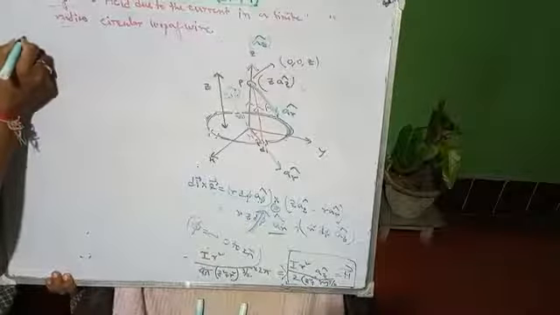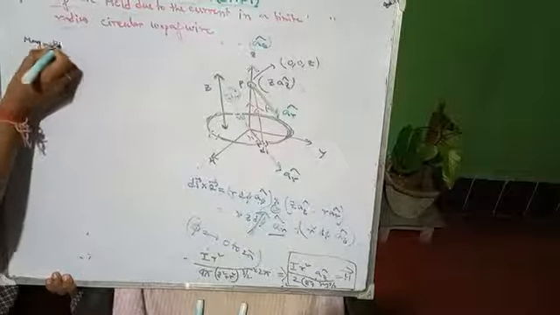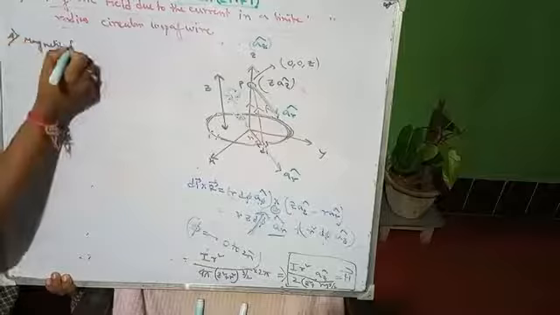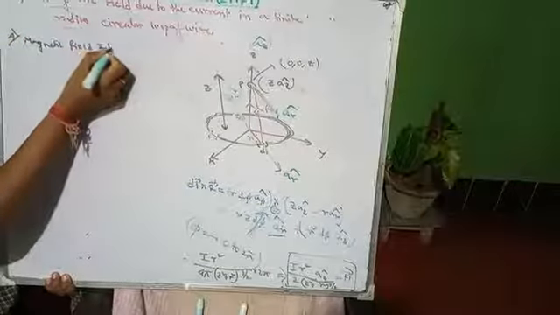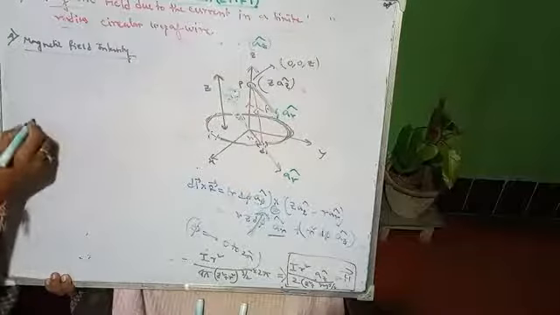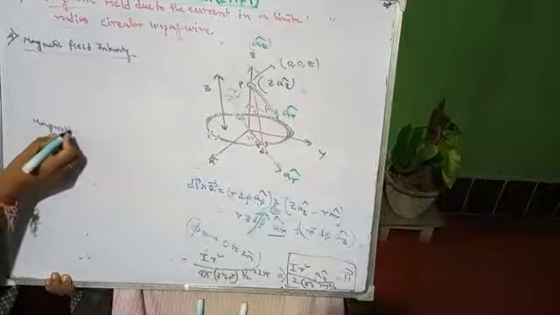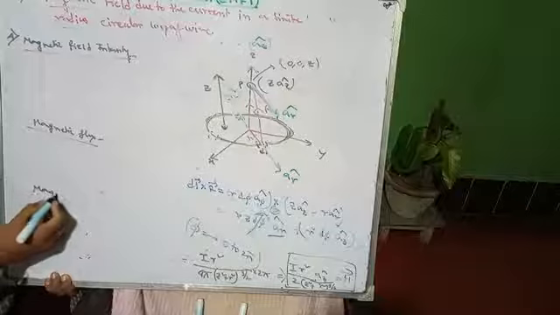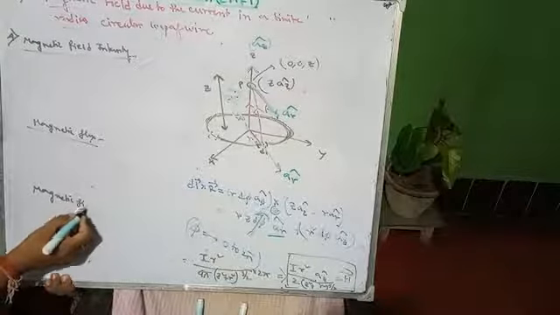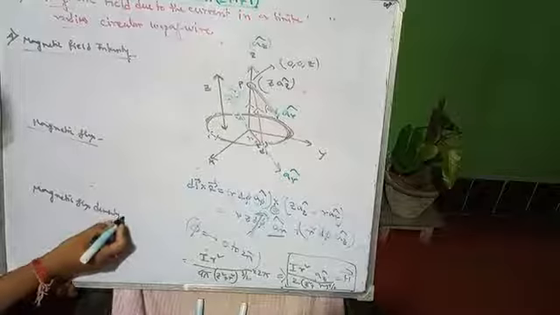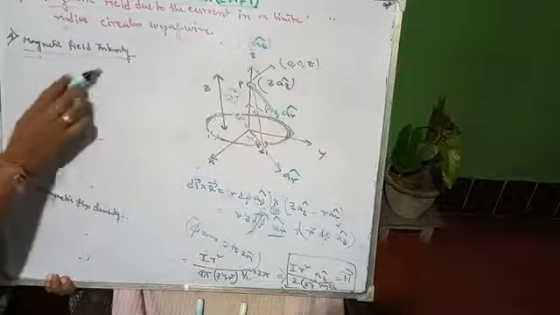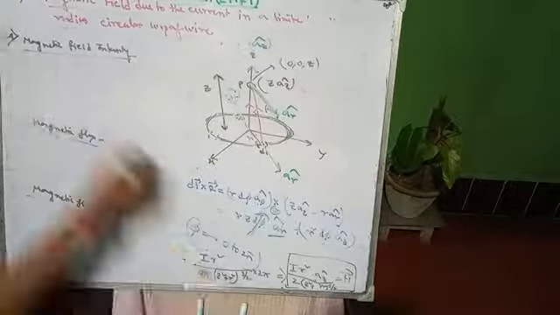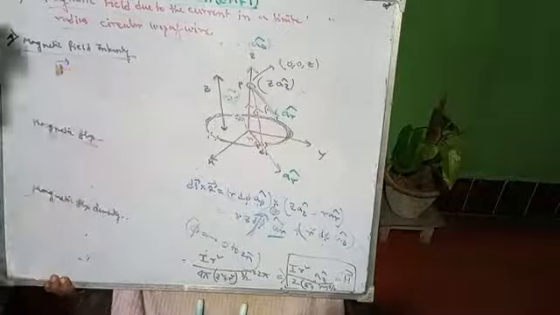Next topic, topic number 4: magnetic field intensity, and then magnetic flux and magnetic flux density. These three topics we have to first understand. So magnetic field intensity is denoted by H vector.